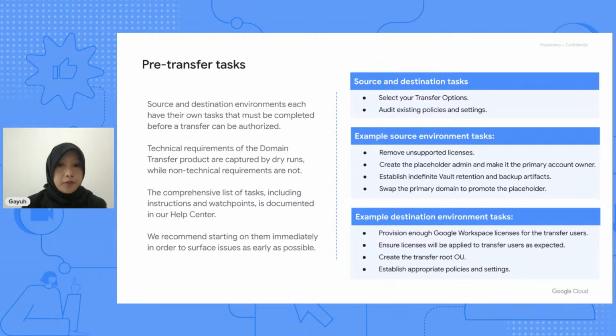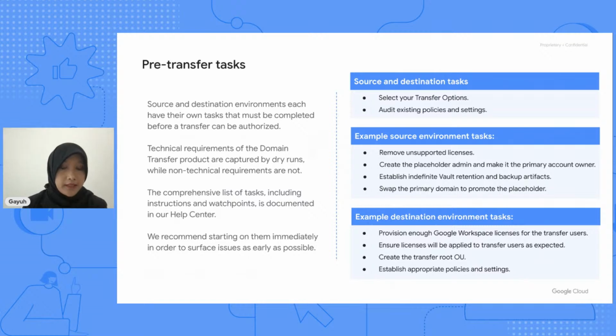If you are using Vault, you might be required to establish an indefinite Vault retention and back up some artifacts before moving forward with the transfer. Last but not least, you may need to swap the primary domain to promote the placeholder so we can switch that and move the entities to the destination.